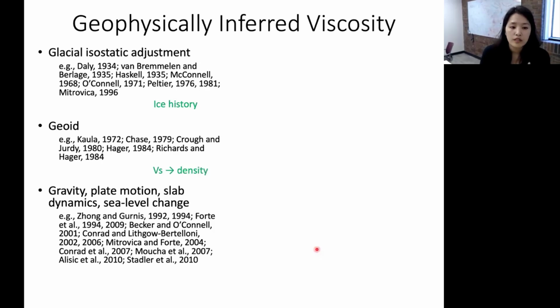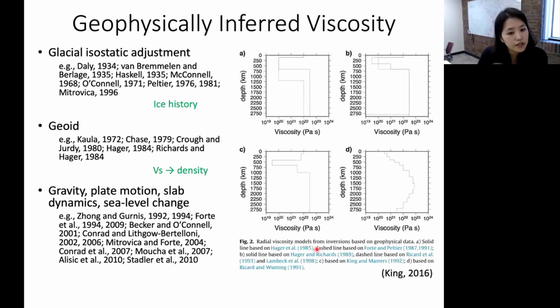You can also look at the buoyancy structure and look at the gravity or geoid and so on. But again, you are making a pretty big assumption converting seismic velocity structure into density structure. There are also other studies combining different observables: gravity, plate motions, slab dynamics, sea level change, and so on. And if we look at some of the 1D viscosity structures constrained by these studies, what you notice is that there's a pretty big range among these studies.